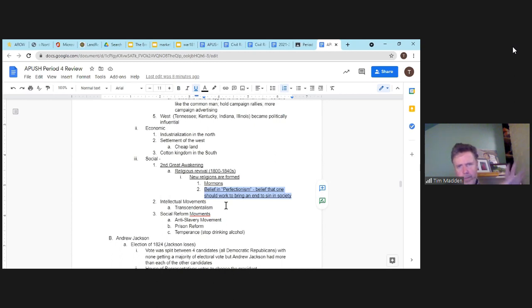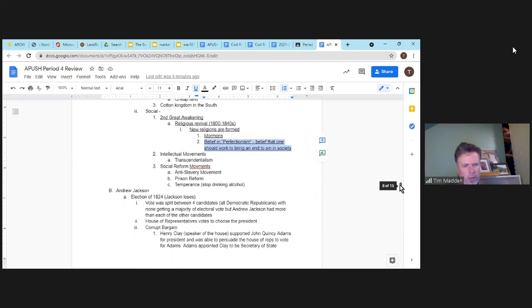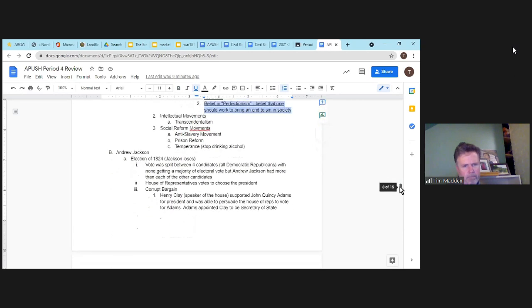Okay, that they had moved away, like Baptists and Methodists and Congregationalists had really moved away from that. But they did embrace an idea of perfectionism, that one should work towards ridding oneself of sin, but also ridding society of sin. And of course, that will encourage social activism, right, in the reform movements. So I have more information on that later.